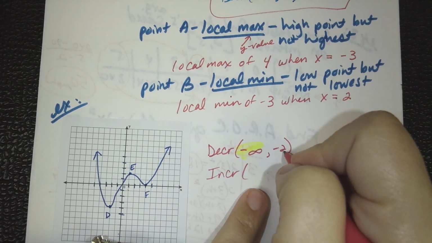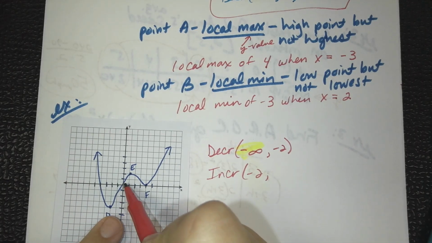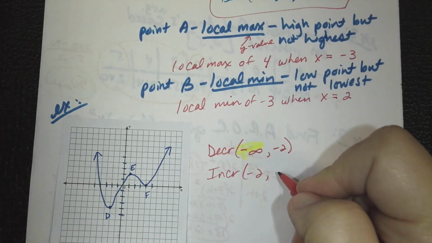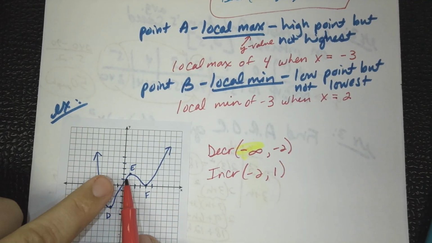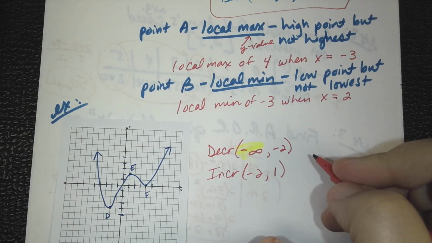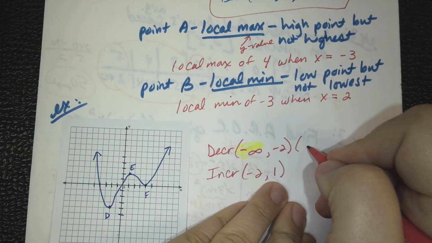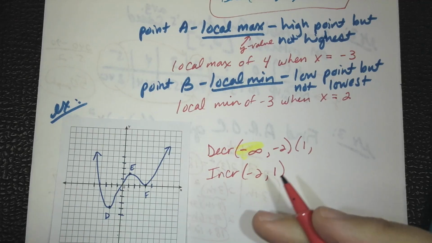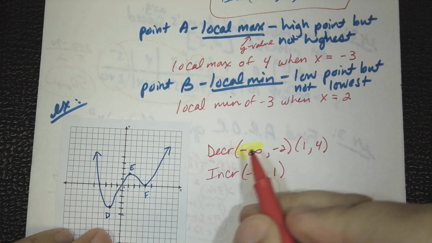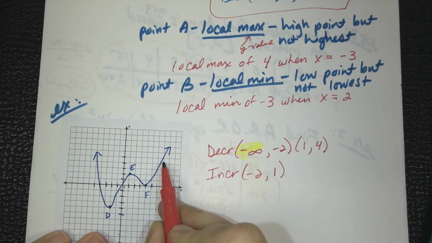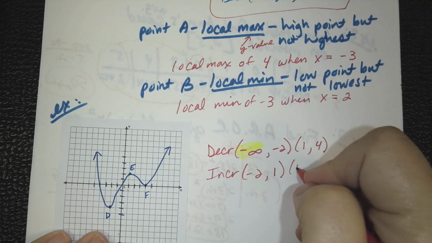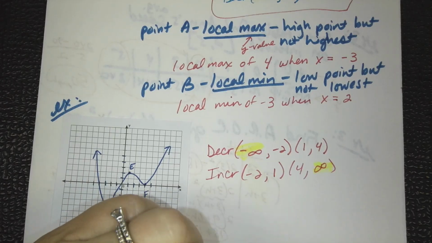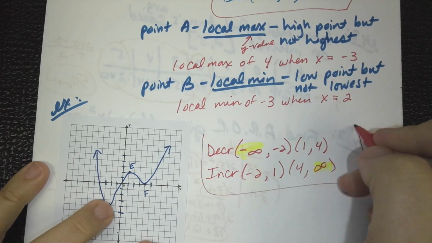Increase from wherever I left off, negative 2, to where on the x? That would be 1. What do I do after that? So I go back up here, wherever I left off, put a 1 again. To where on the x? 4. And then what do I do after that? Increase from 4 to infinity. Good. Okay.